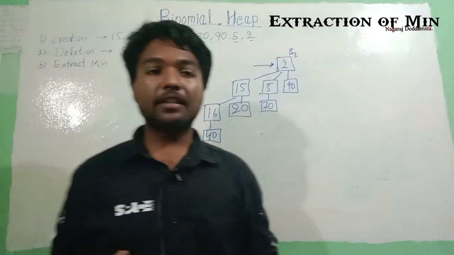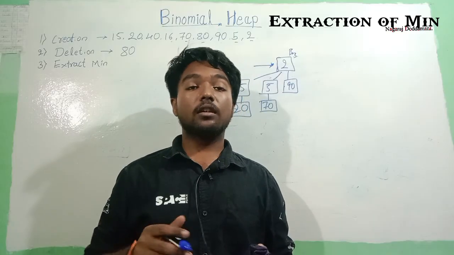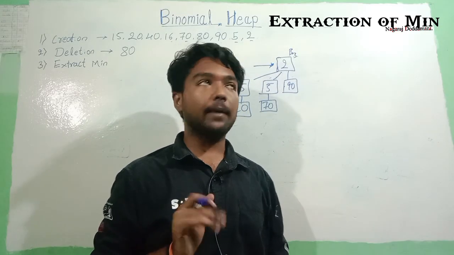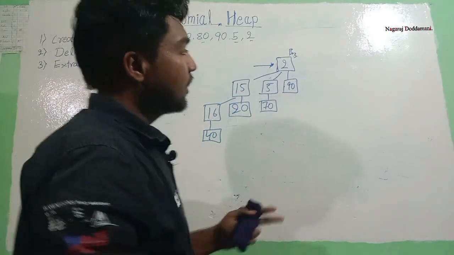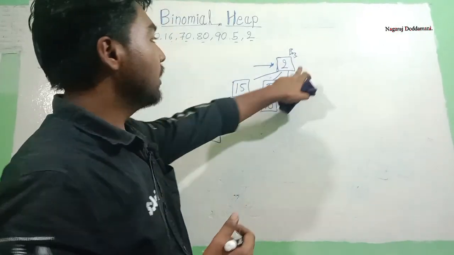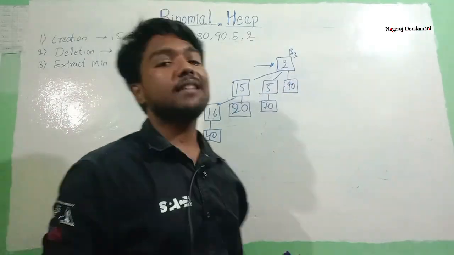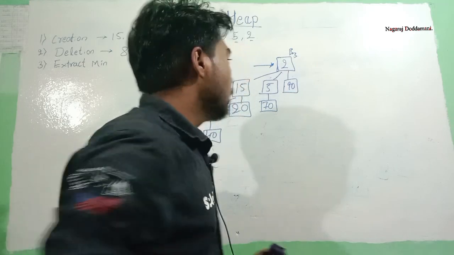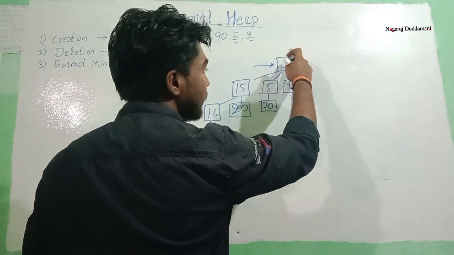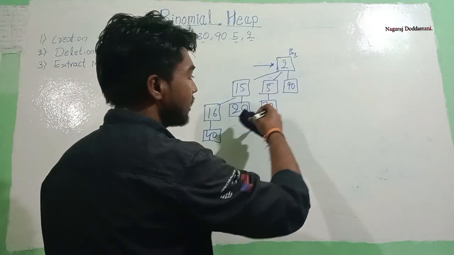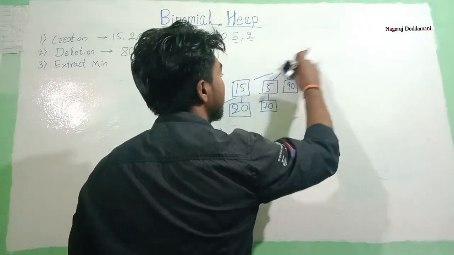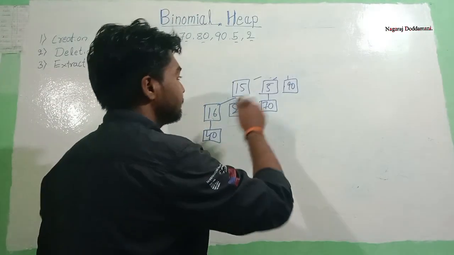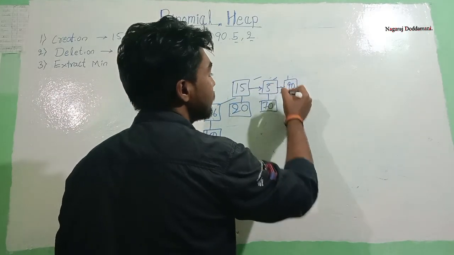Okay, so let's move on to the next operation, which is extraction of the minimum value. In this case, the highest root node has the minimum value, as per the property of a binomial heap. So we need to delete this one. After deletion, we will get these trees, so we need to make them root nodes. So we will connect this to this to this.